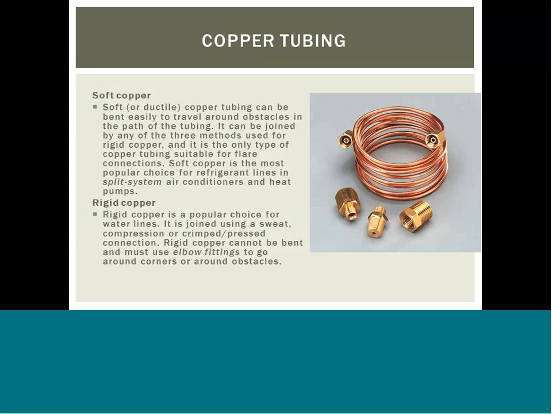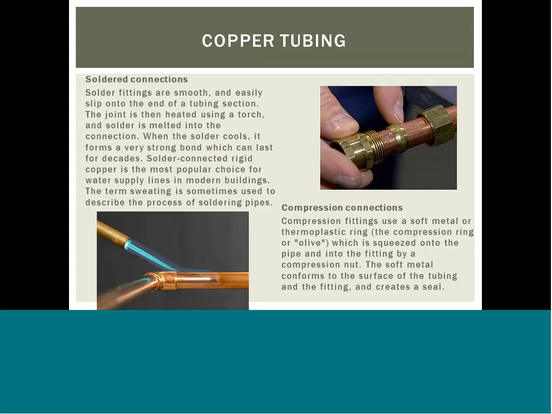Copper tubing is most often used for supply of hot and cold water and as refrigerant lines in HVAC systems. There are two basic types of copper tubing, soft copper and rigid copper. Copper tubing is joined using flare connection, compression connection, or soldering. Copper offers a high level of resistance to corrosion, but it's becoming very costly.